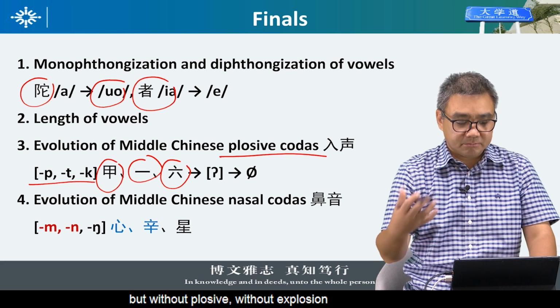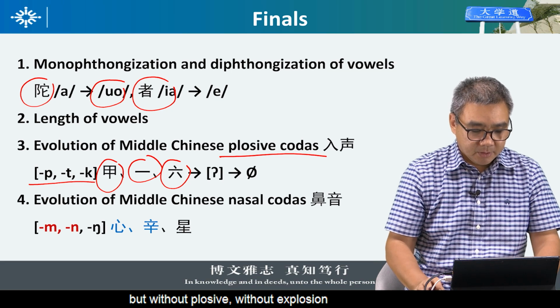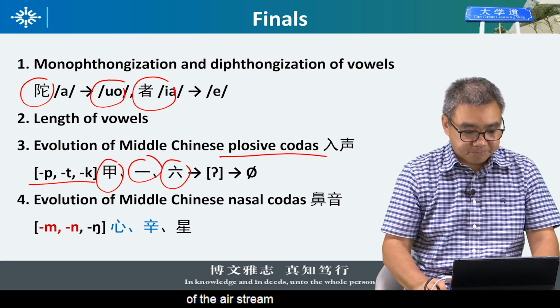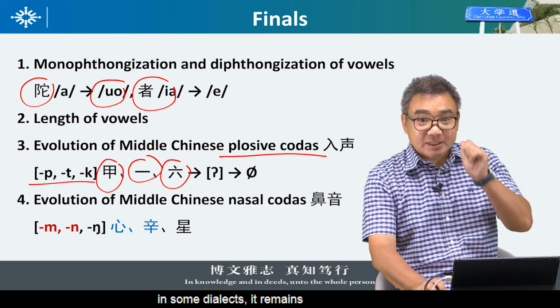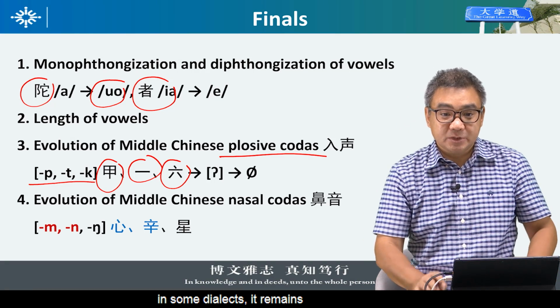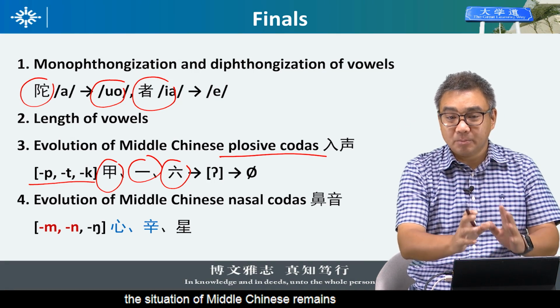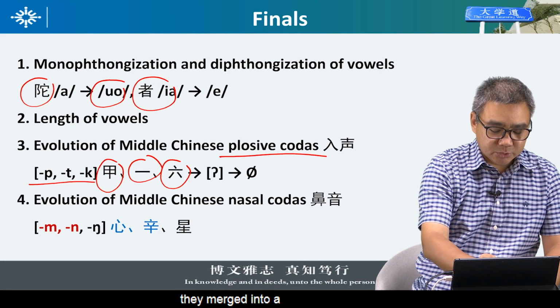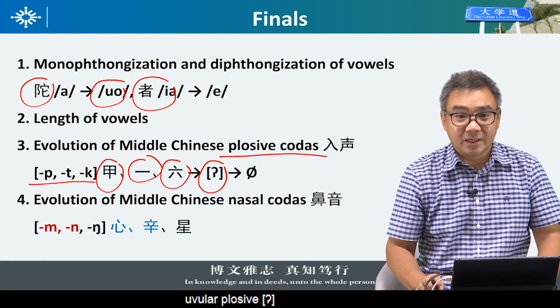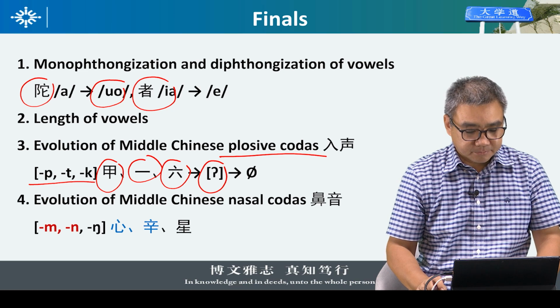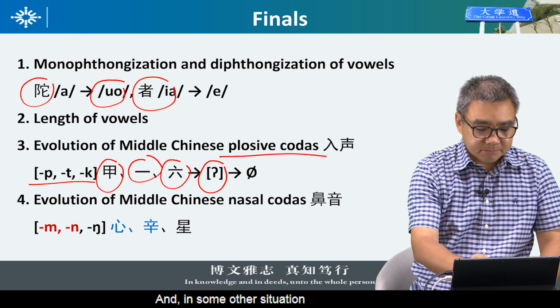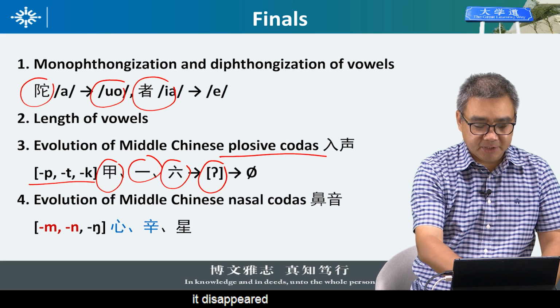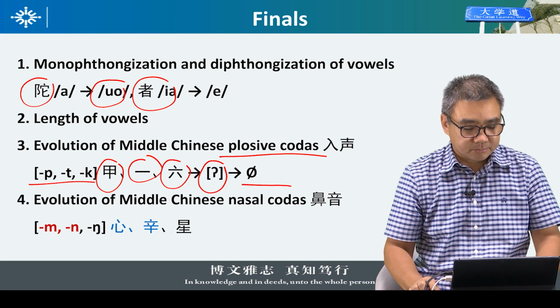But plosive without explosion of the airstream. While in some dialects, the situation of Middle Chinese remains. While in some other dialects, they merged into a glottal plosive. And in some other situations, it disappeared, like in Mandarin.